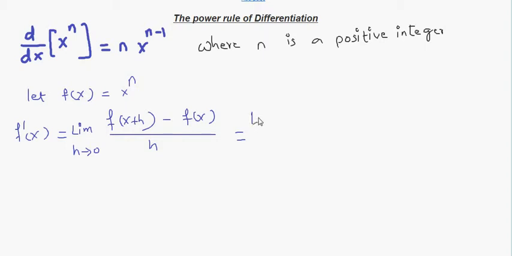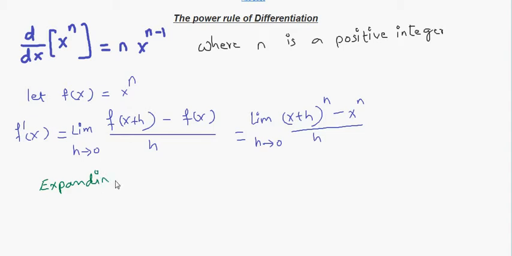Now that becomes the limit as h approaches 0 of x plus h to the power n minus x to the power n divided by h. Now, expanding x plus h to the power n using the binomial theorem.